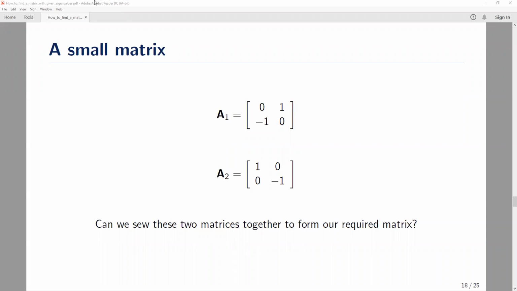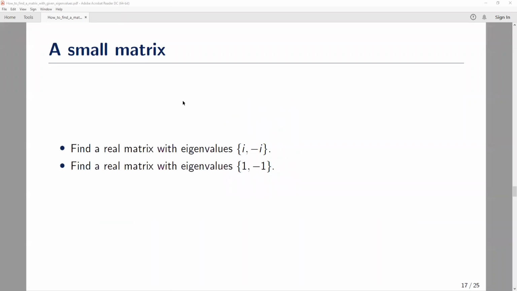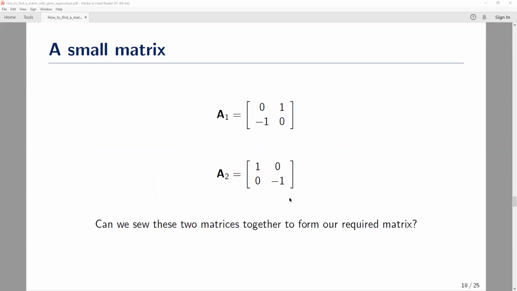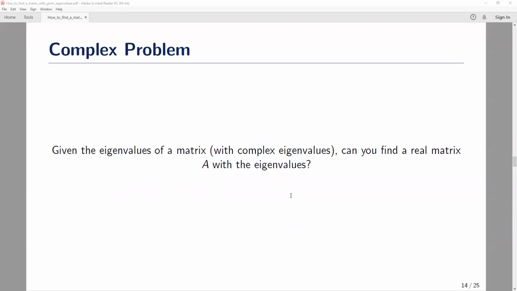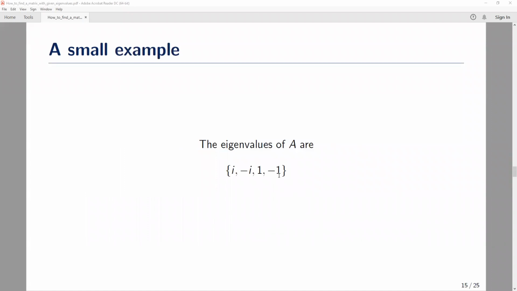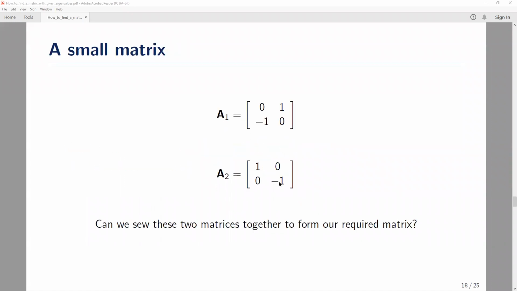But the next natural question is: we have found a matrix with eigenvalues i and minus i, and we have found a matrix with eigenvalues 1 and minus 1. Can we put them together to find our required matrix with eigenvalues i, minus i, 1 and minus 1? And yes, there is a beautiful way out there. For that, we will go into this block diagonal matrix idea.